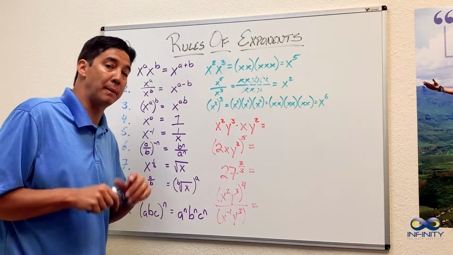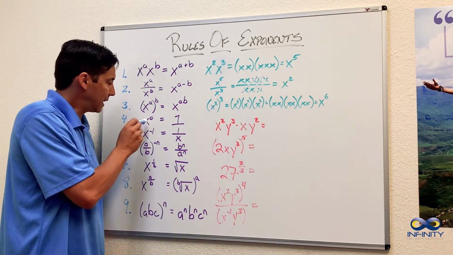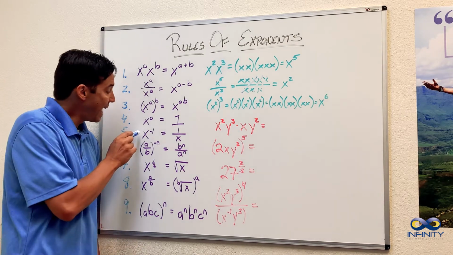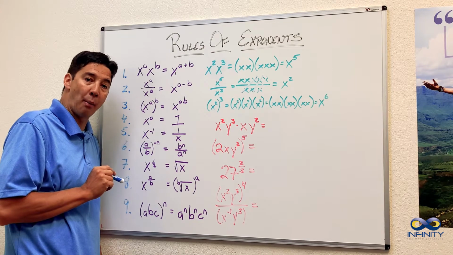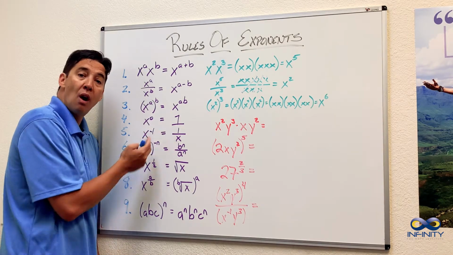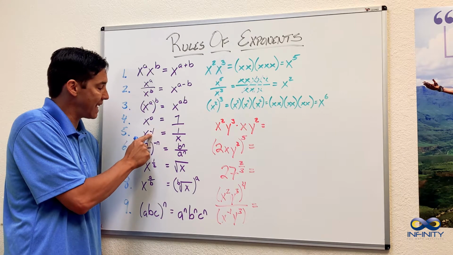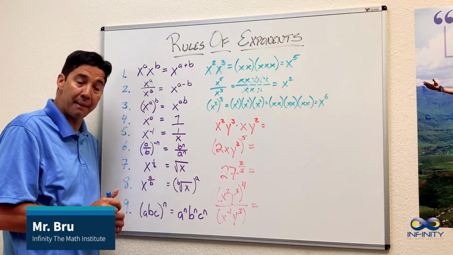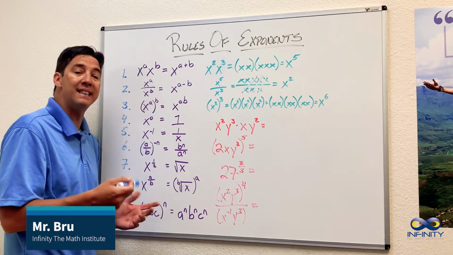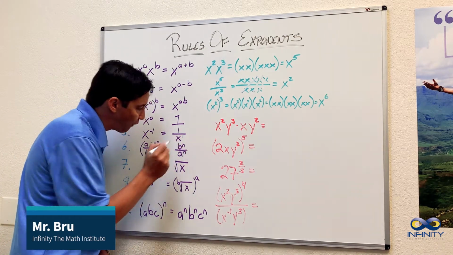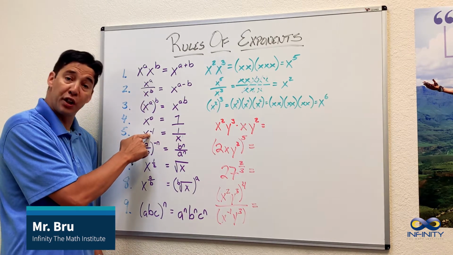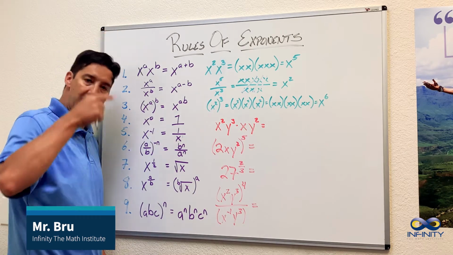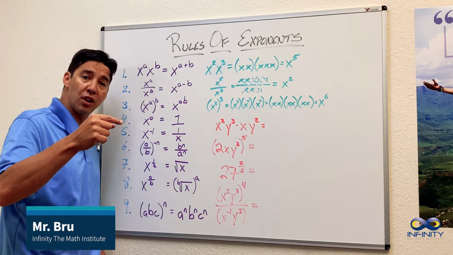Some other things that you absolutely need to know. Anything to the 0 power is equal to 1. It doesn't matter what it is. Anything to the negative first power is simply the reciprocal. We're simply going to put whatever is to the negative exponent, to get rid of the negative, we simply put it in the denominator. So x to the negative 1 is actually 1 over x to the first. If this was x to the negative 2, it would be 1 over x squared. Get rid of the negative by putting the base on the other side of the fraction.